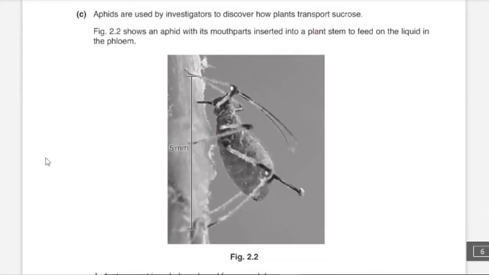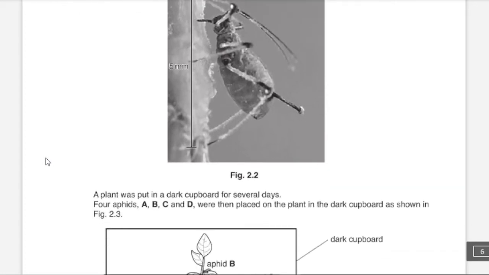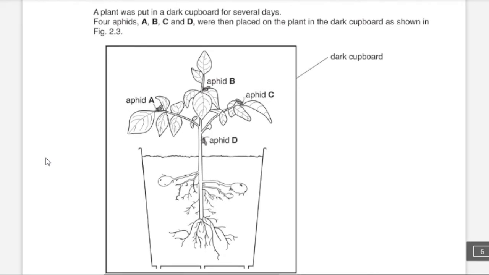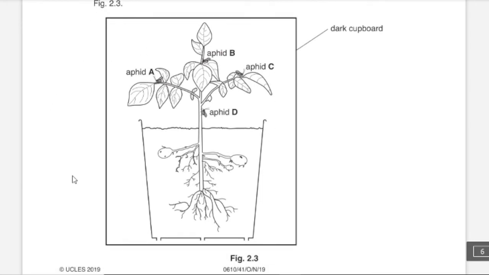C. Aphids are used by investigators to discover how plants transport sucrose. Figure 2.2 shows an aphid with its mouth parts inserted into a plant stem to feed on the liquid in the phloem. Okay. A plant was put in a dark cupboard for several days. 4 aphids A, B, C, and D were then placed on the plant in the dark cupboard as shown in figure 2.3. Okay, so this is a dark cupboard.